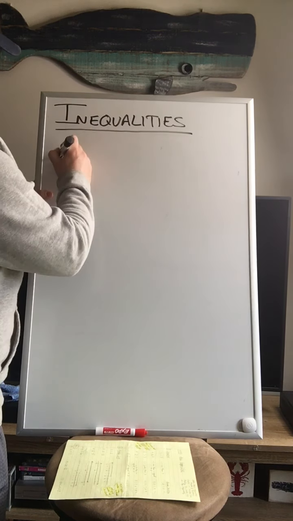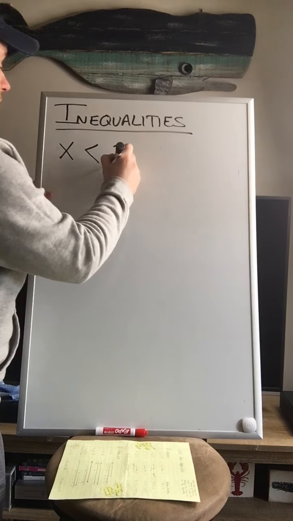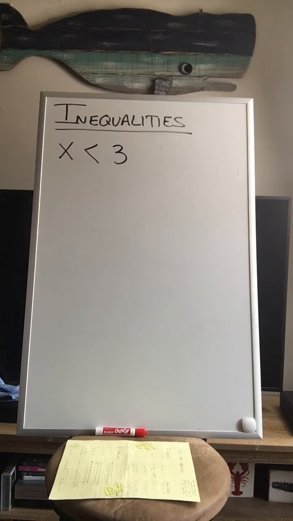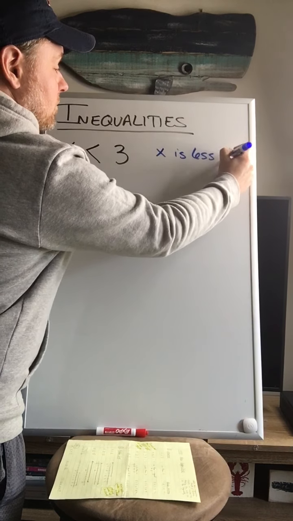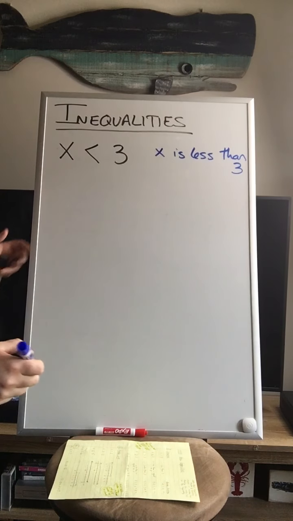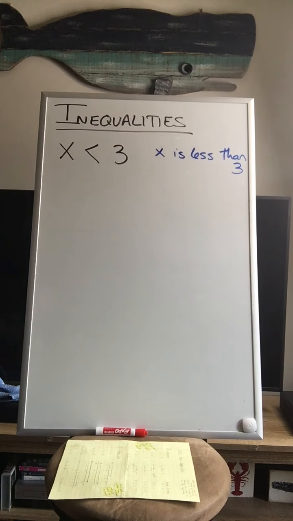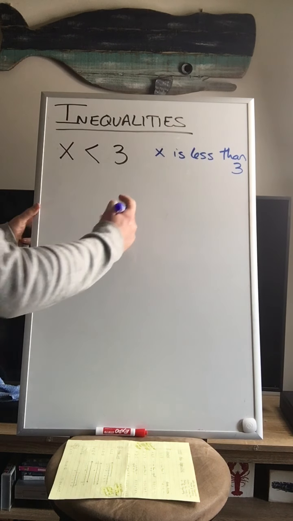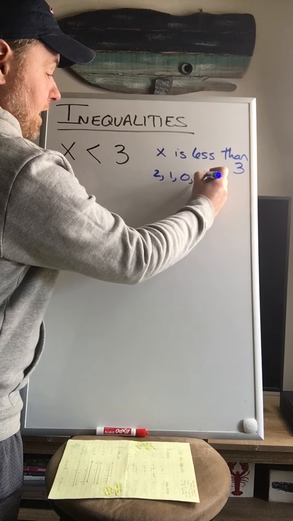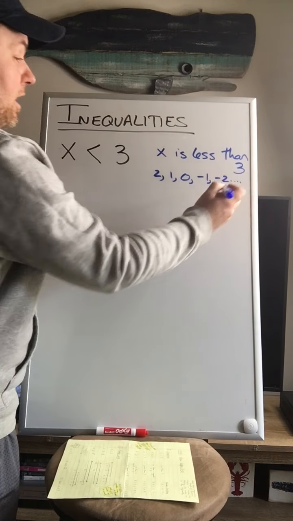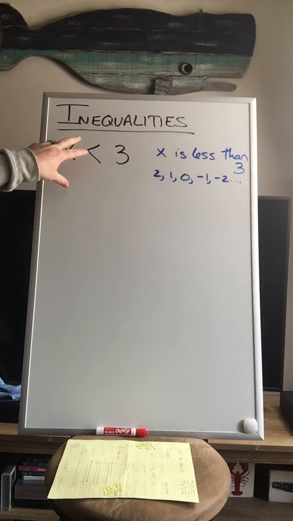If I write something like this, what does that mean? Right? That means that x is less than 3. Right? So what type of numbers could we plug in for x? Anything less than 3. Right? So 2 or 1 or 0 or -1 or -2. Right? Anything less than 3 would be a solution to that statement. x is less than 3.